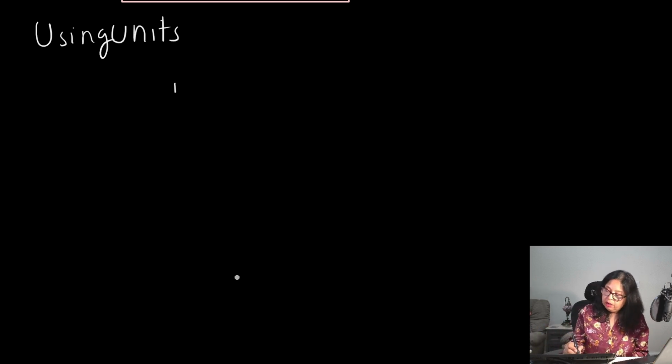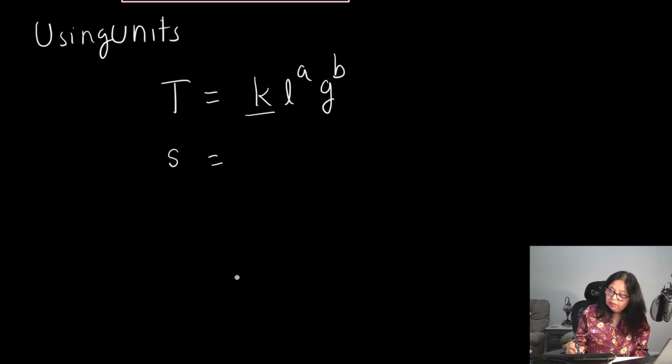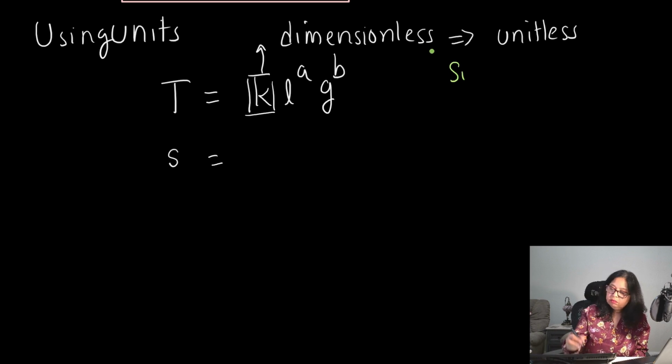So I know that t equals k times L to the power a times g to the power b. Again, my goal here is to solve for a and b. The SI unit for time is seconds. K is dimensionless. Dimensionless implies unitless. Now just a side question here.